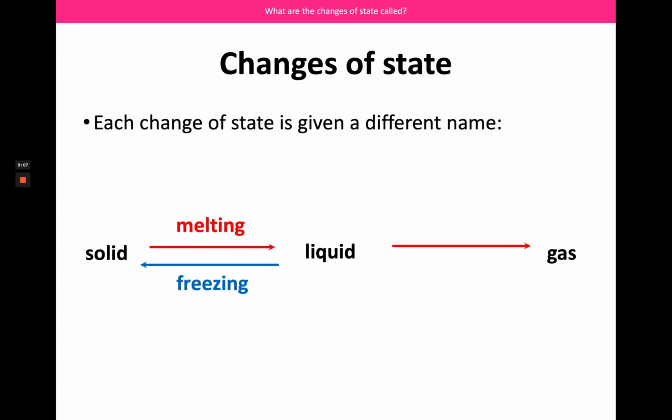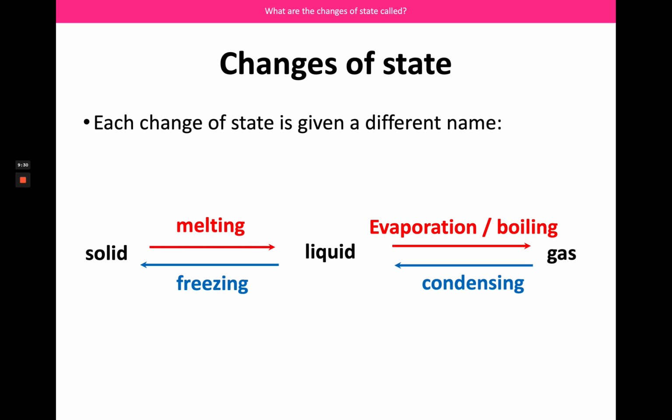If we turn a liquid to a gas, we could use the terms either evaporation or boiling. We're going to explain when it's appropriate to use which one. Evaporation is for a particular set of circumstances, boiling for a different set of circumstances, but they both describe a state change from liquid to gas. And then, of course, from a gas to liquid is condensing.